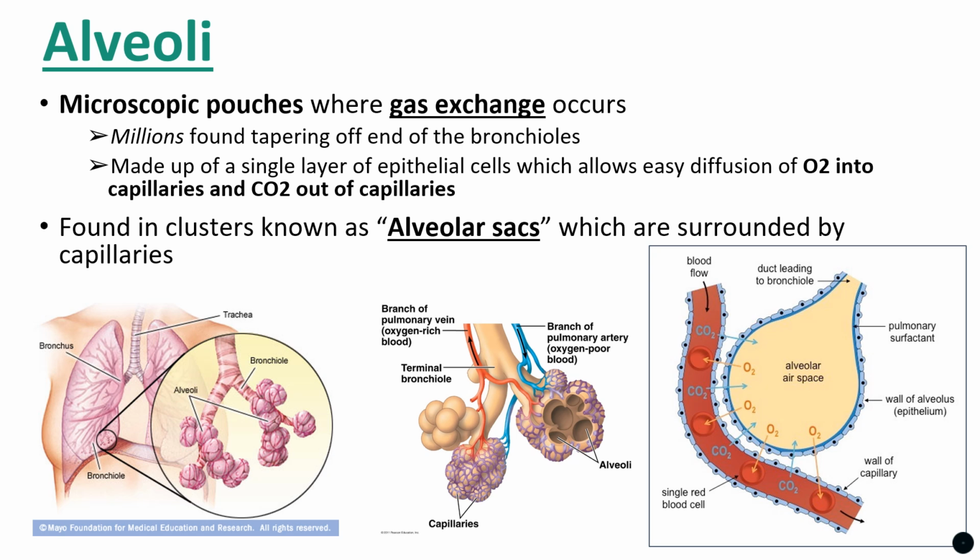They're going to be little microscopic pouches where gas exchange actually occurs. There are millions of them that can be found tapering off the ends of the bronchioles. They're going to be made up of a single layer of epithelial cells, which is going to allow easy diffusion of oxygen into capillaries and CO2 out of capillaries. They're going to be found in little clusters that look kind of like grapes, known as alveolar sacs. And then these sacs are going to be surrounded by capillaries, and that is how that gas exchange is able to occur over that surface.